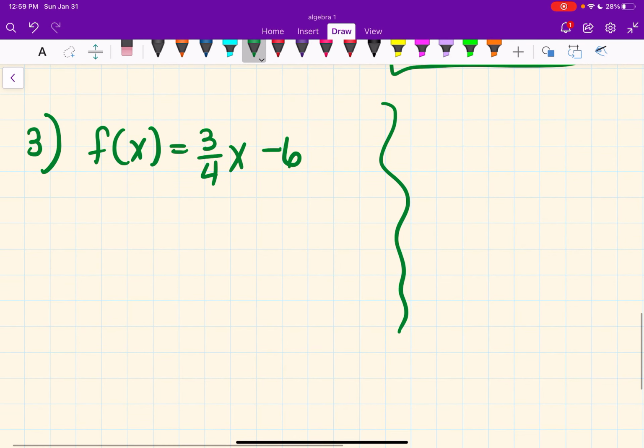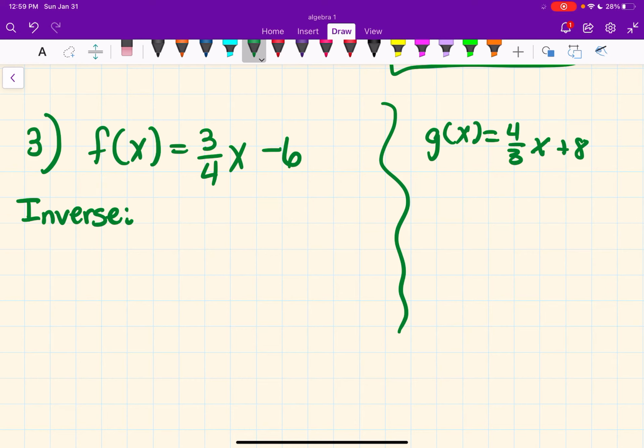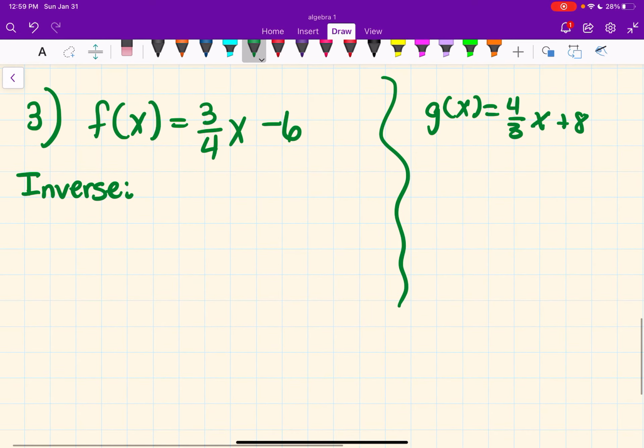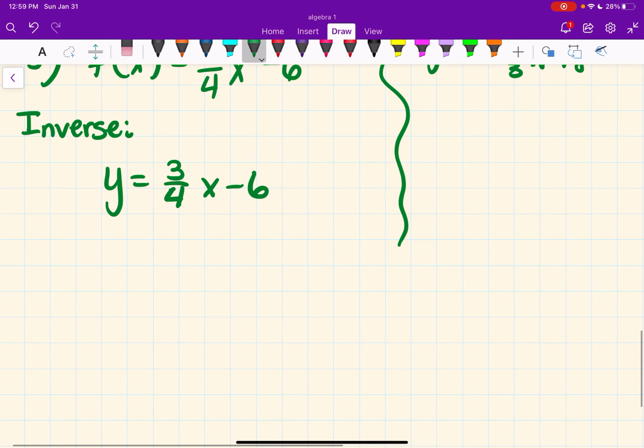I'm going to do the inverse of f of x, and see: does this inverse equal g of x? Well, g of x equals 4/3 x plus 8. So it's really just testing. This is much easier than doing the compositions. I think this is shorter, and that's how most of us teach it. So y equals 3/4 x minus 6. Let's reverse our x and y. So x equals 3/4 y plus 6. And now we're going to solve for y and see if that equals g of x.